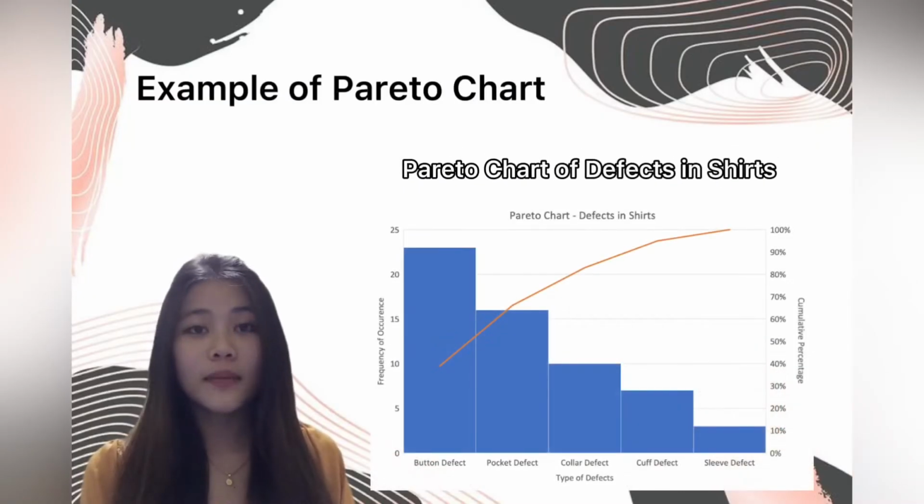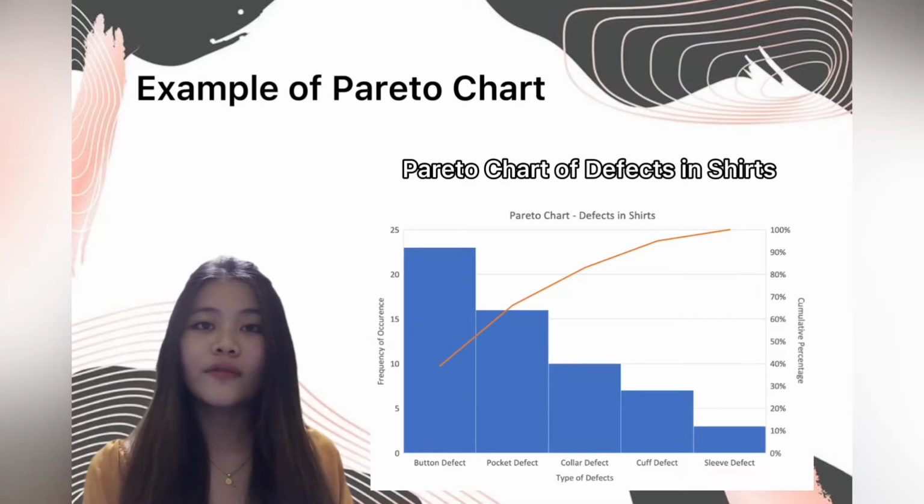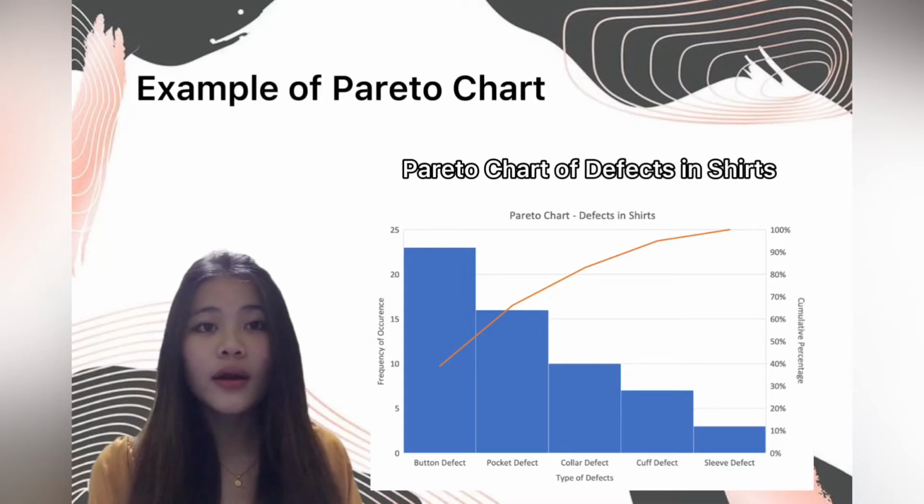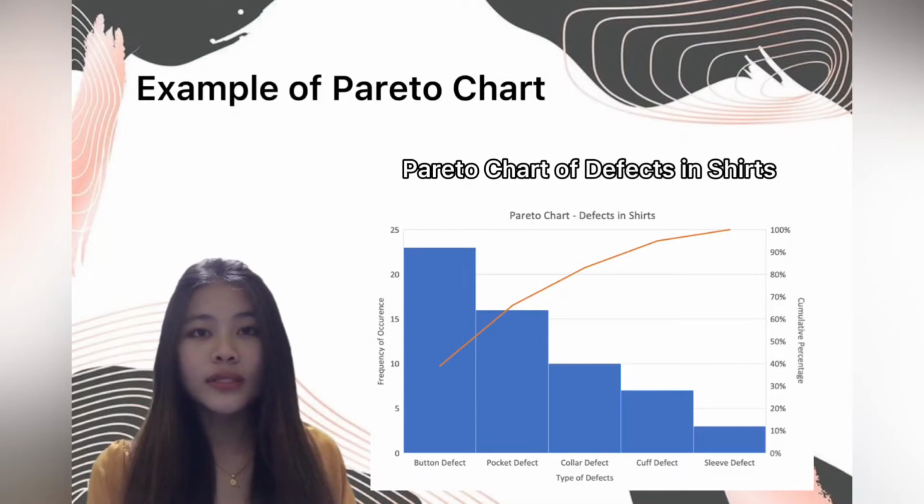And this is the example of a Pareto chart of defects in charts, where at far left is the frequency of occurrence and the highest graph bar, and at far right is the cumulative percentage and the lowest graph.